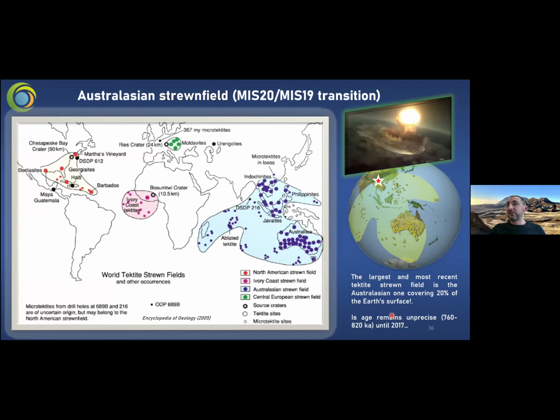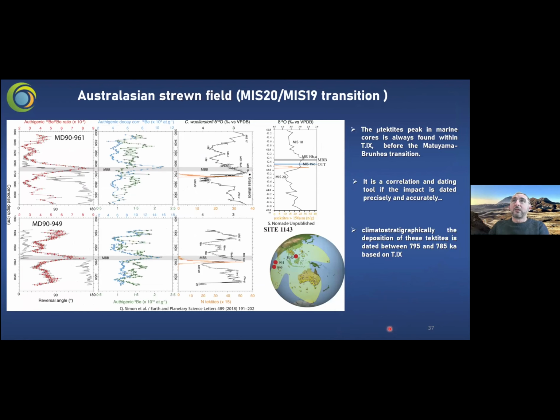Until 2017, the age was imprecise, around 800, I would say. It was what you find, in fact, in the literature, but more precisely between 760 and 820 kiloyears. The paleoclimatic group knew since a long time that microtektite peaks in marine cores were always found at the T9 termination, between the cold period MIS 20 and the warm period MIS 19.